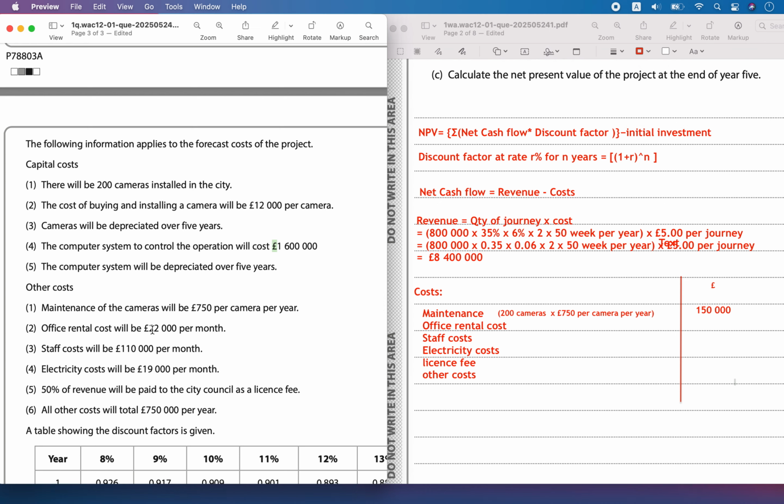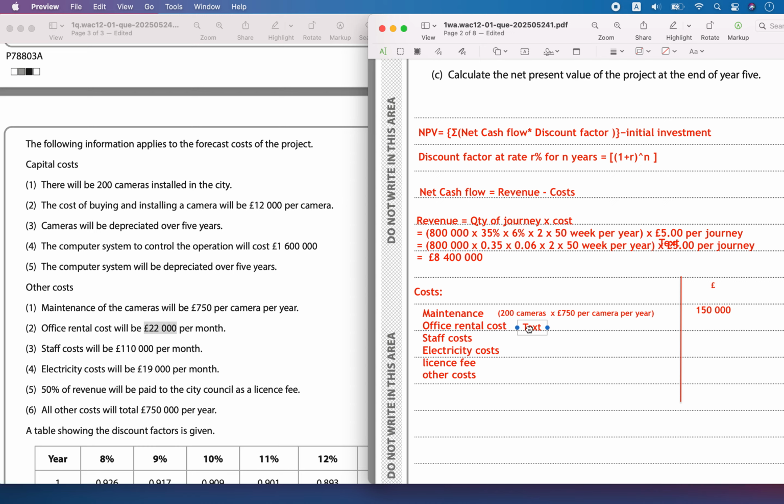Now the next one is the office rental cost. It is 22,000 per month, but in a year there are 12 months. So let's calculate that cost: 22,000 per month into 12 months. So 22,000 times 12 is 264,000.